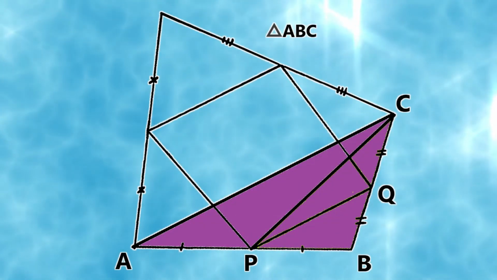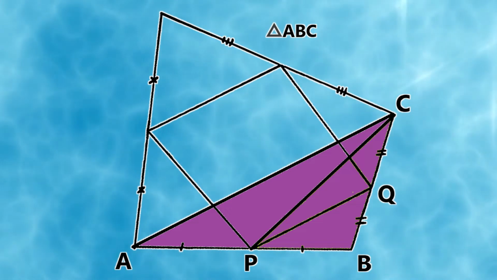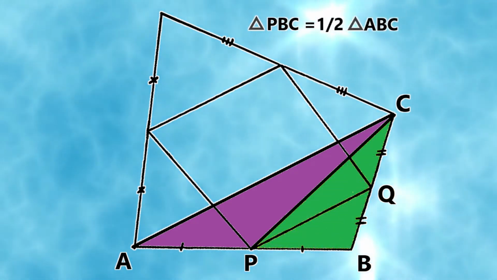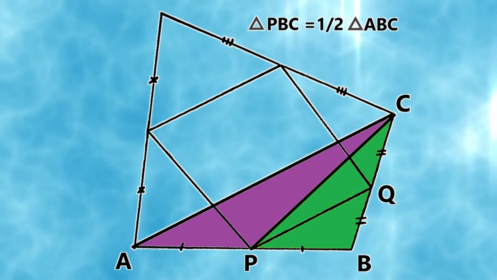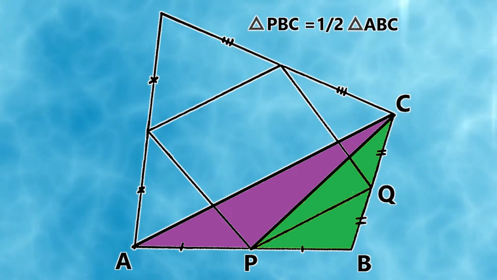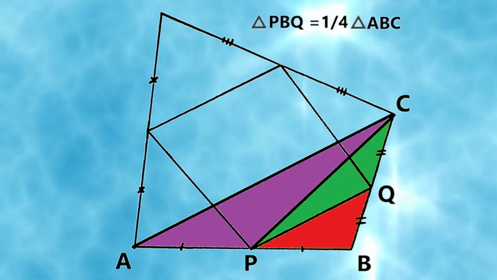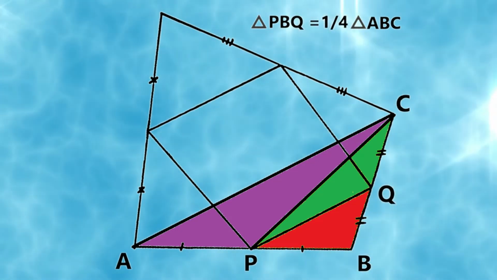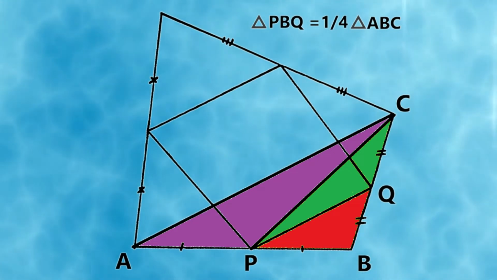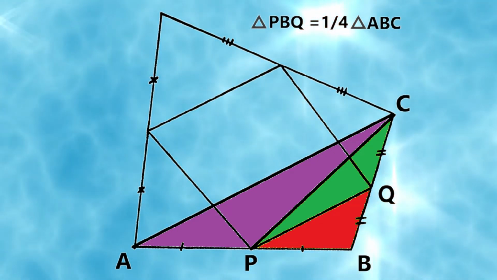Triangle ABC is the purple triangle, and this purple triangle is divided by the median CP, which makes the green part CPB half of that triangle in area. So now we see the red triangle PQB. Now what is PQB? It is further half. Now PQB is 1/4 of the area of the triangle ABC.